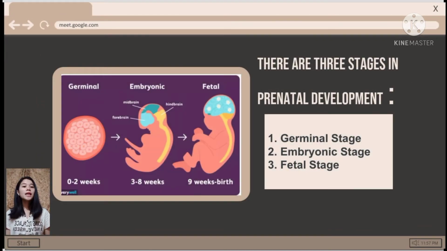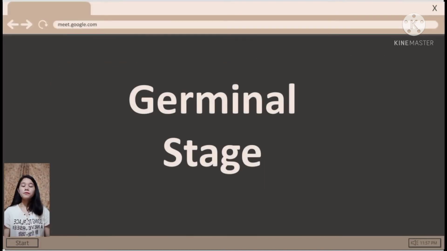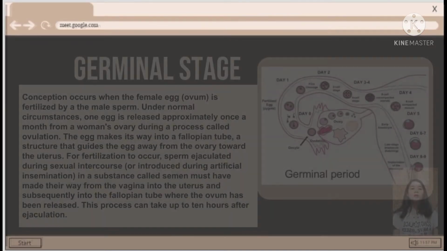There are three primary stages in prenatal development: the germinal stage, embryonic stage, and fetal stage. Let's take a look at some of the changes that take place during each of the three stages of prenatal development. First, I will discuss the first stage, which is the germinal stage.